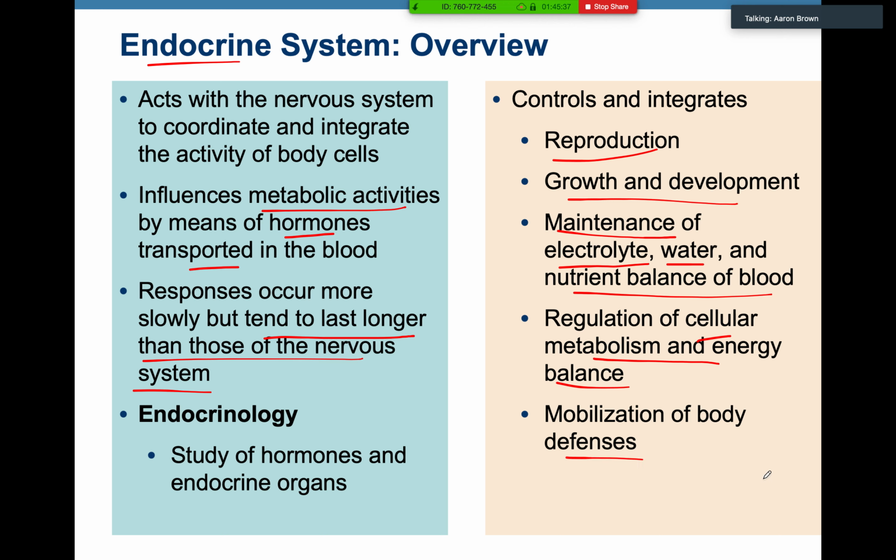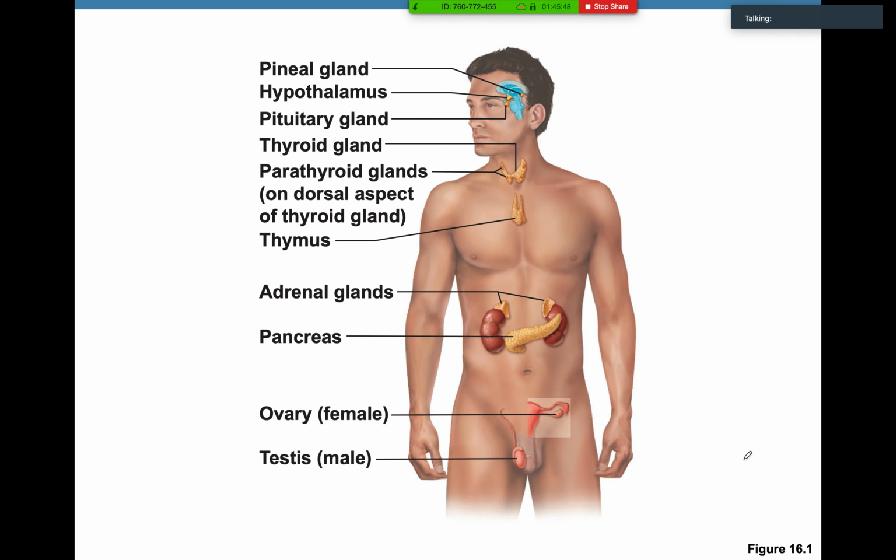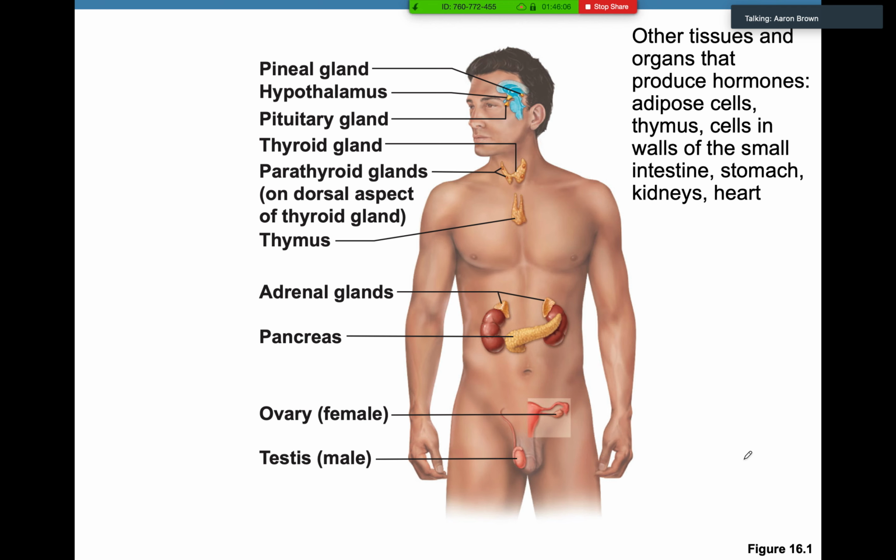So, thinking about activity of the immune system being modulated by activity of cortisol is something you can consider there. So just an overview of all of the different glands that we're going to talk about: the hypothalamus, pituitaries, thyroids, parathyroids, the thymus we're not going to talk about, adrenal glands, pancreas, ovary, and testes. Great. But there are other cells that produce hormones.